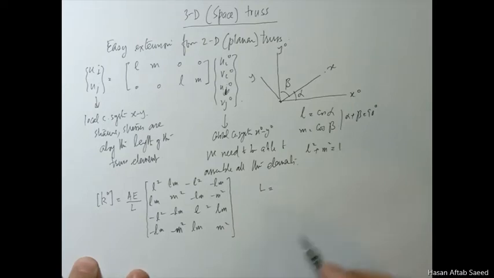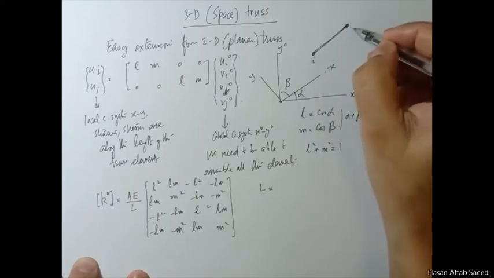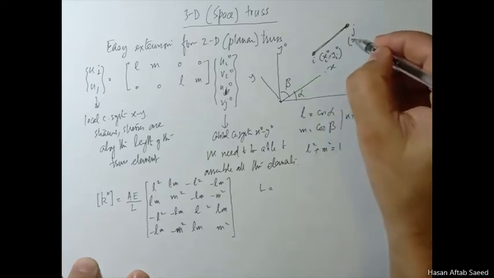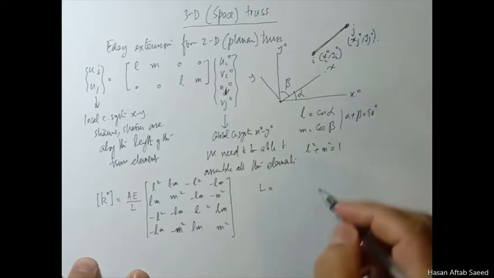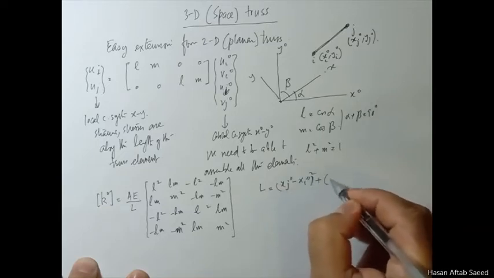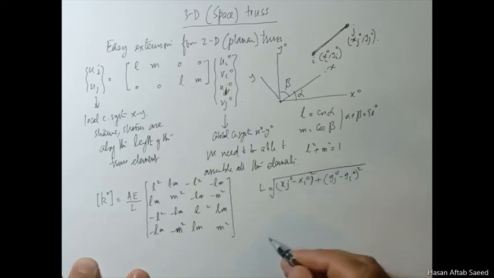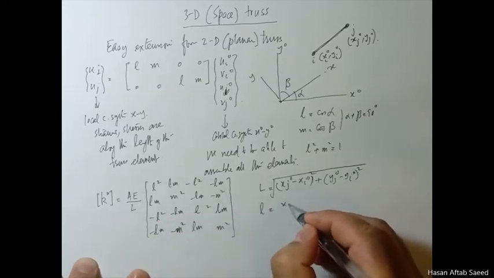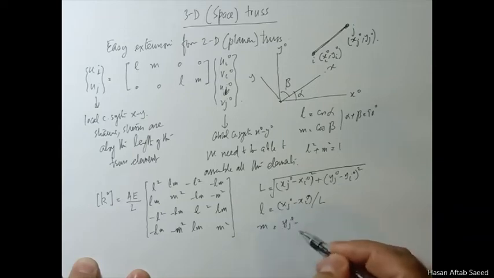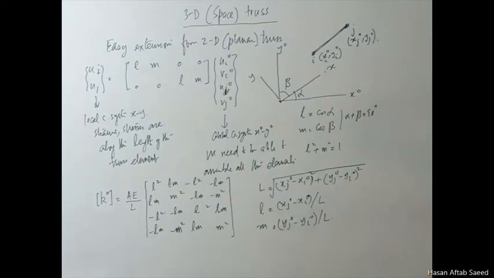And if your element has two nodes I and J, and the coordinates are X I naught, Y I naught, and here you have X J naught, Y J naught, then it makes life much easier if you use this expression. This is your length, and l is simply X J naught minus X I naught over L. These are all expressions that we have already seen in our 2D analysis. That covers basically the 2D system.